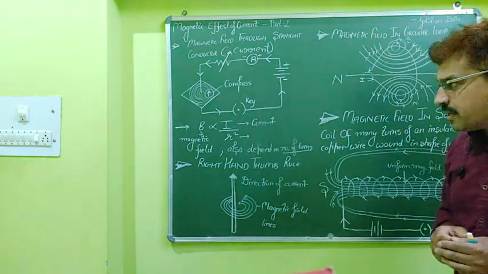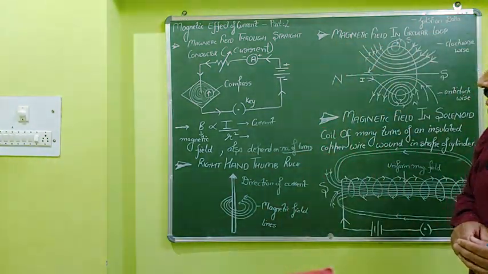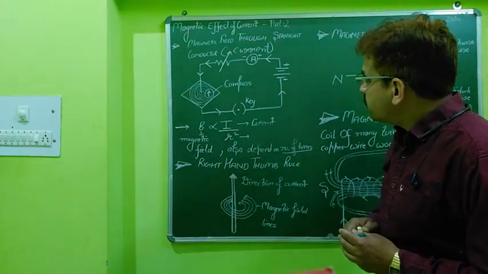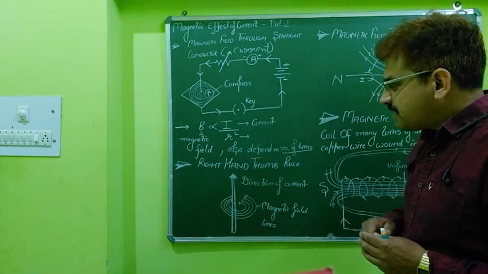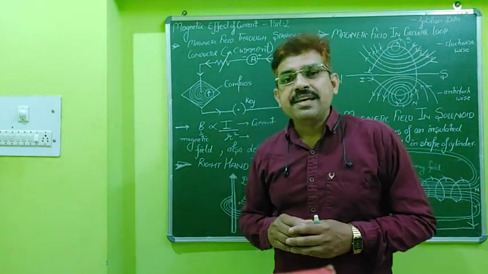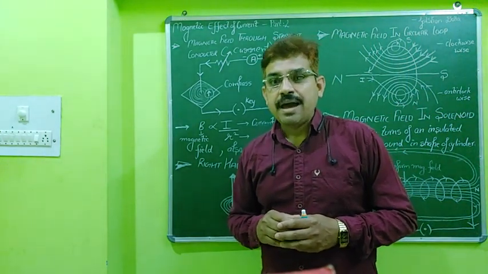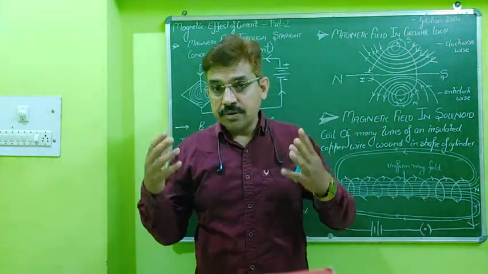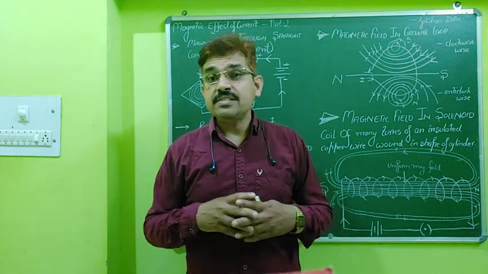So this is the first topic related to the magnetic field, that is, how we can experience the magnetic field when a current passes through the current carrying straight conductor. Secondly, how we can explain the magnetic field. We are dealing with such a type of quantity which is invisible.